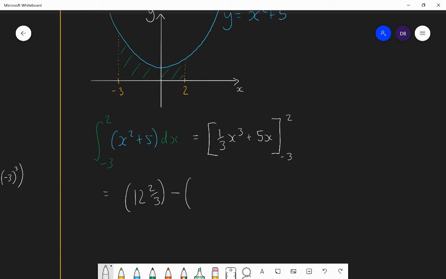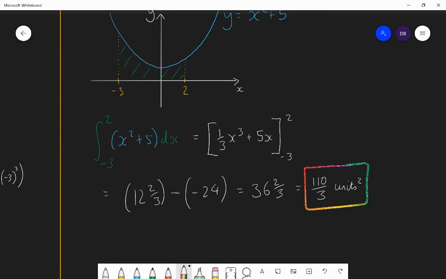Minus, if you substitute minus 3 in, you get negative 24. So it's 12 2/3 minus 24, which is 36 2/3. But let's put that as a much more beautiful top-heavy fraction. Okay, 110/3 units squared. If you managed to get that right, really well done.